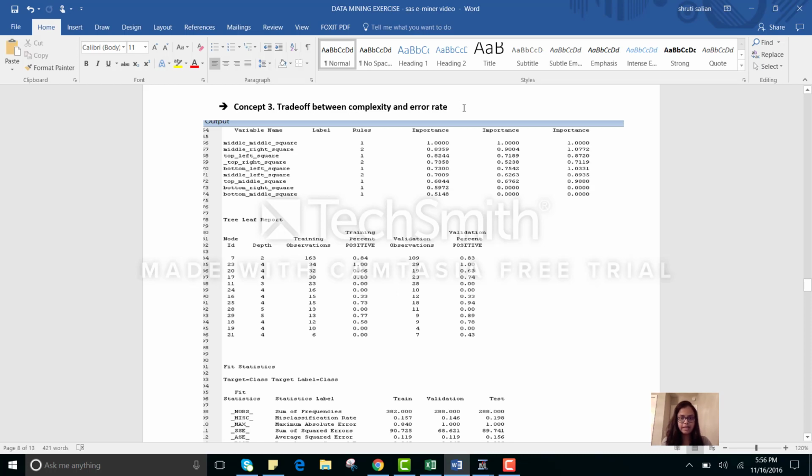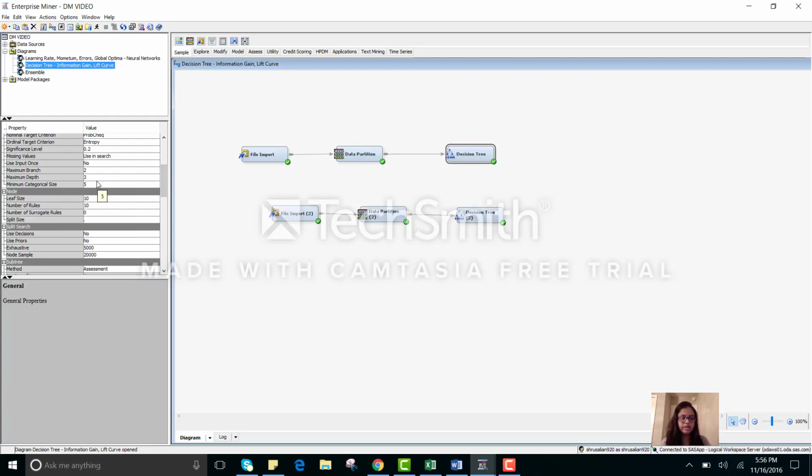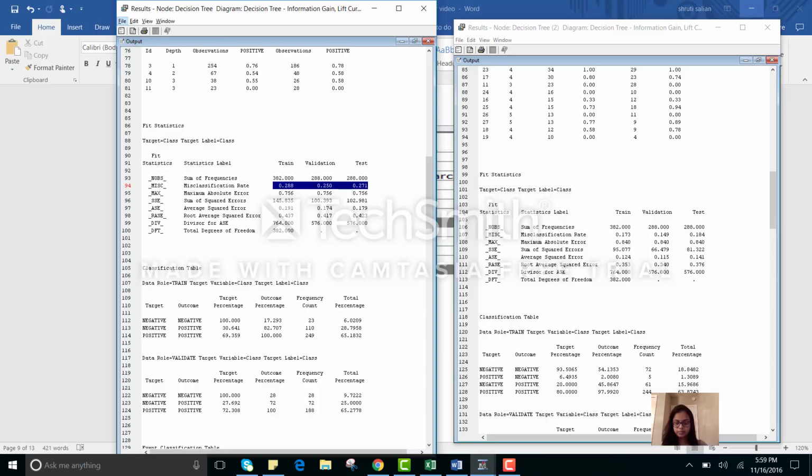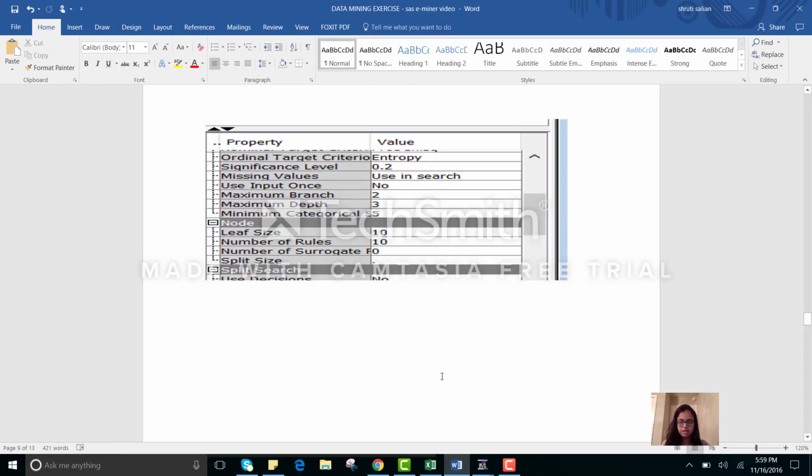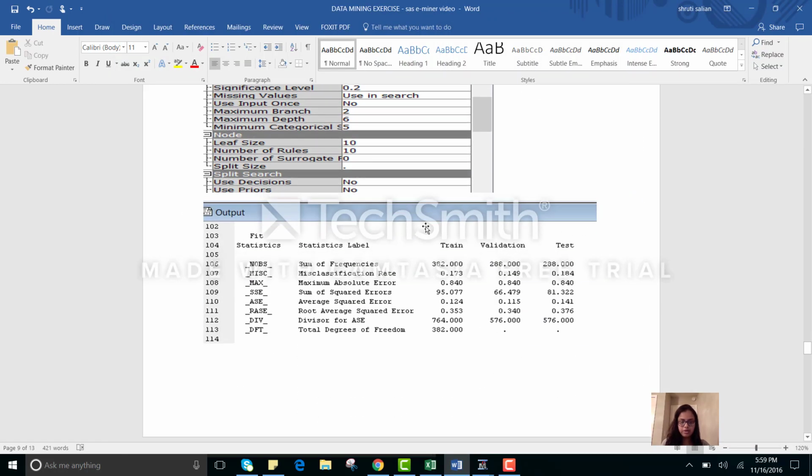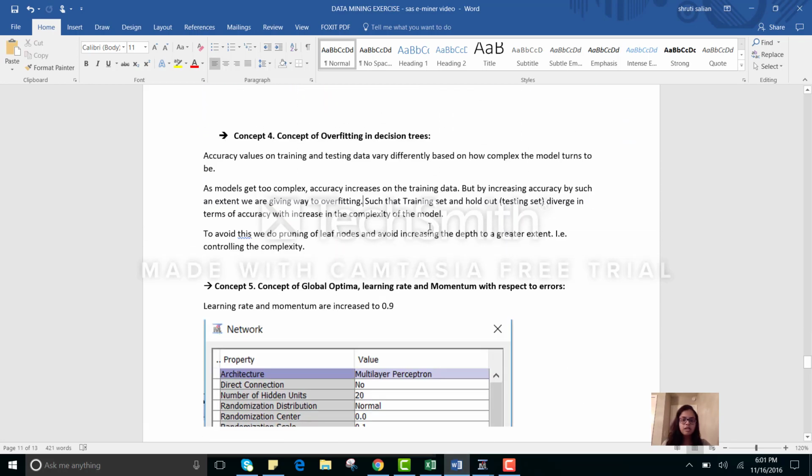The third concept is the trade-off between complexity and the error rate. In a decision tree, when we increase the complexity, the rate of error reduces. As you can see here, we are increasing the depth of the decision tree from maximum depth 3 to maximum depth 6. After increasing the depth, the misclassification rate has reduced from 0.288, 0.25 to 0.173, 0.149. And similarly the errors, 140, 500, are reduced to 95, 96. So we can say that as the complexity increases, the error reduces for decision trees.